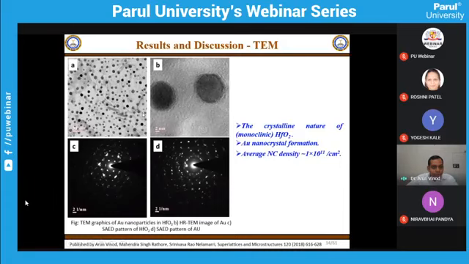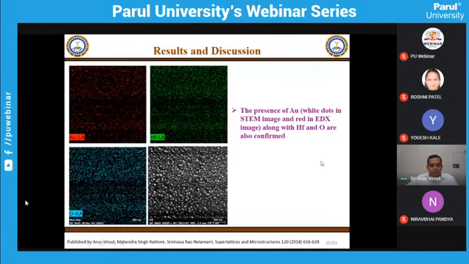And we calculated the average nanocrystal density, which is around 1 × 10^11 as obtained. And we also did the STEM and EDX studies, that is mapping, and we confirmed the presence of gold, hafnium, and oxygen through this.